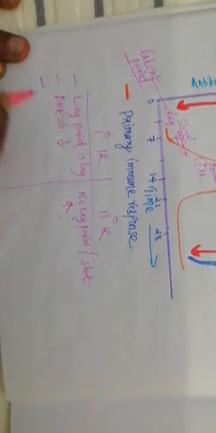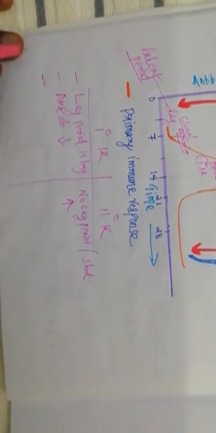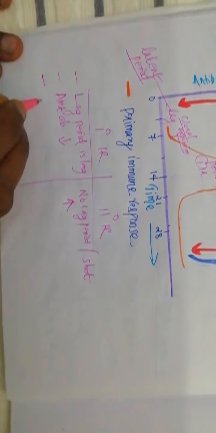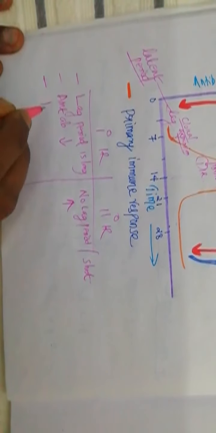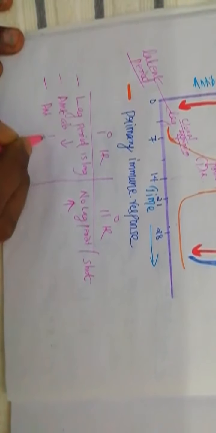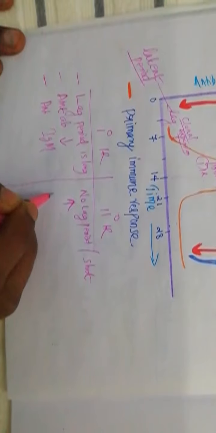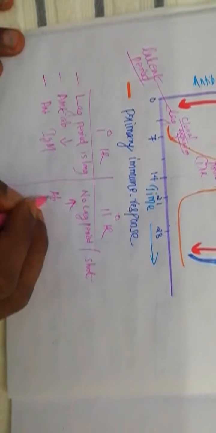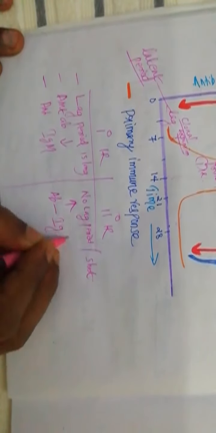Next one is, what is the next one? Which antibody is produced during the primary immune response? The antibody is immunoglobulin M. Whereas in the case of the secondary immune response, the antibody which is formed is immunoglobulin G.